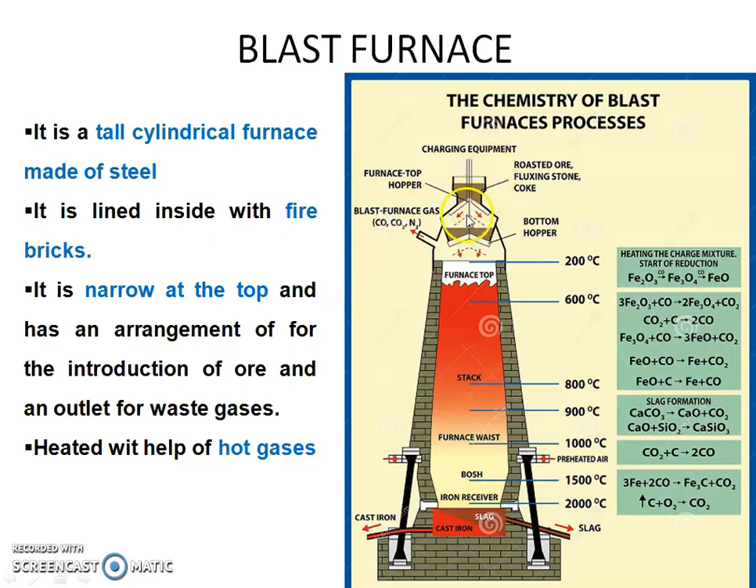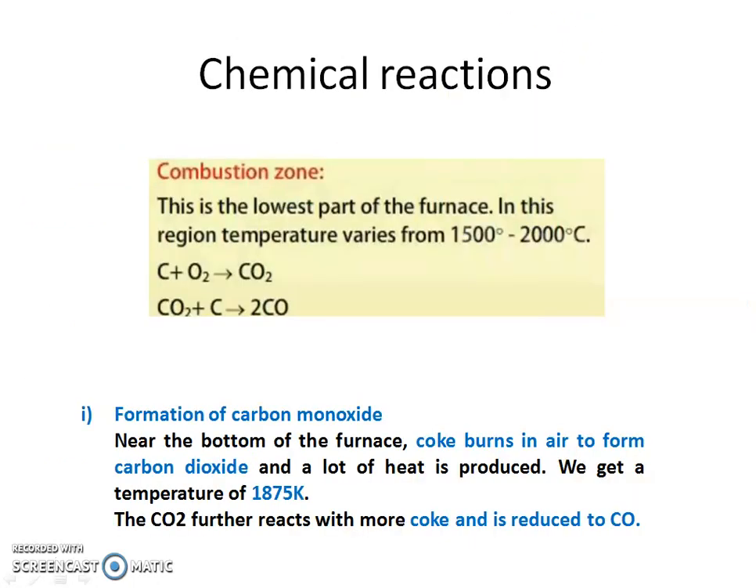Through this source equipment, we will add roasted ore, because we have already calcined or roasted the ore. Then we will add fluxing stone, that is calcium carbonate or calcium oxide. Then coke. Coke, you know, is a carbon containing material. This is the blast furnace apparatus. Then after knowing the apparatus, we will go through the reactions, what will happen in the reactions.